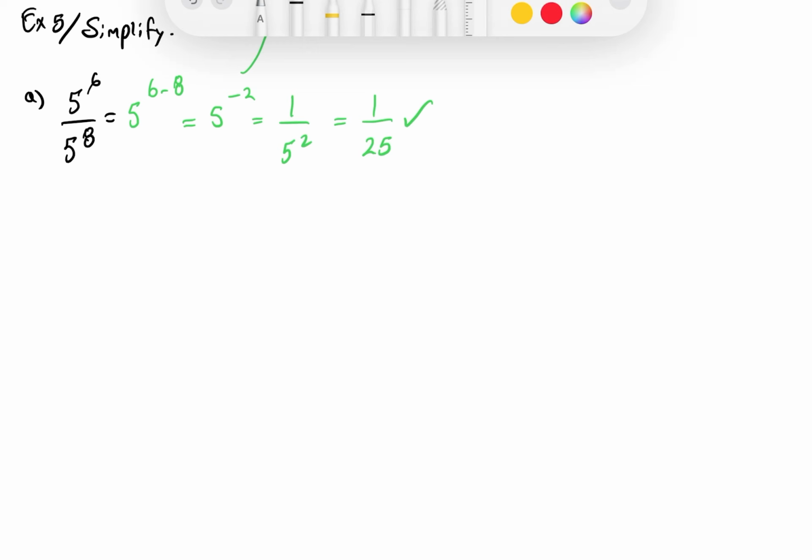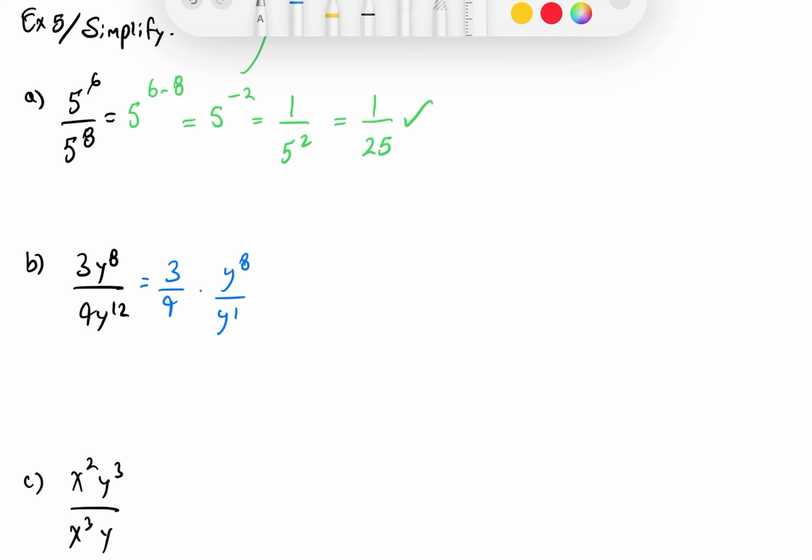Some more complex questions. For example, B, 3y to the power of 8 over 9y to the power of 12. And C, x squared y cubed over x cubed y. Now for this one, once again, you can separate the fraction and the numbers, so you can write it as 3 over 9 times y to the power of 8 over y to the power of 12. This one, 3 over 9, becomes 1 over 3. Just simplify both sides of the fraction with 3.